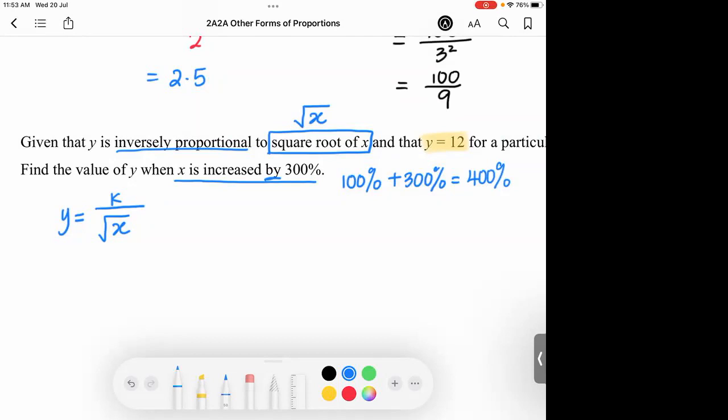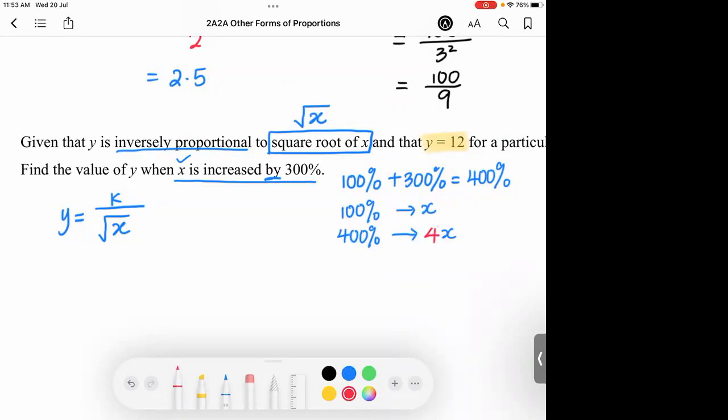So if 100% is x, 400% will be how many x? X is increased by 300%. Yeah, Sarah got the answer correct. Good. So 100%, I add another 300%, becomes 400%. If it's 100%, it is x, correct? So 400% will now be how many x? That will become 4x.